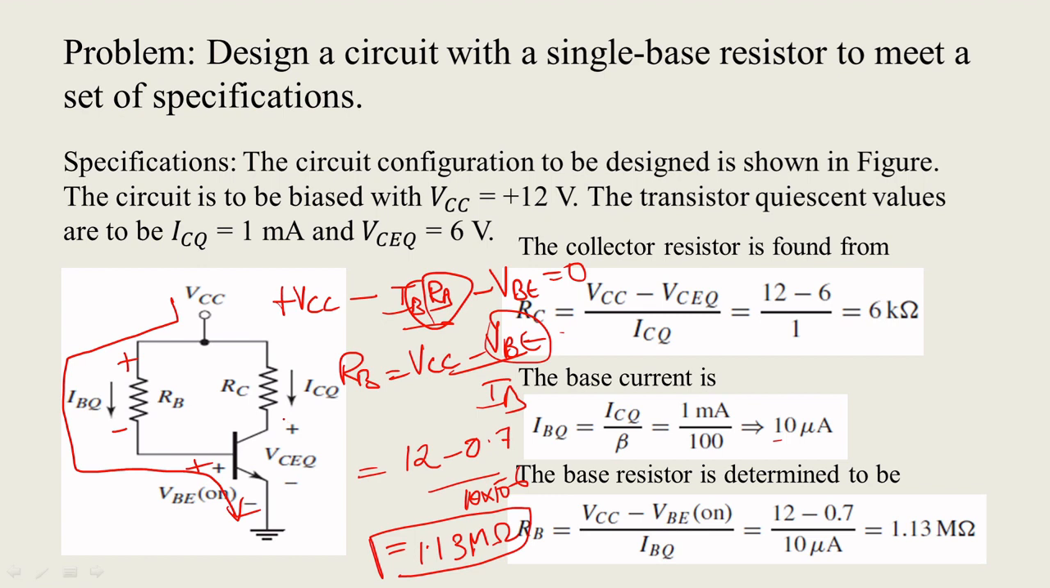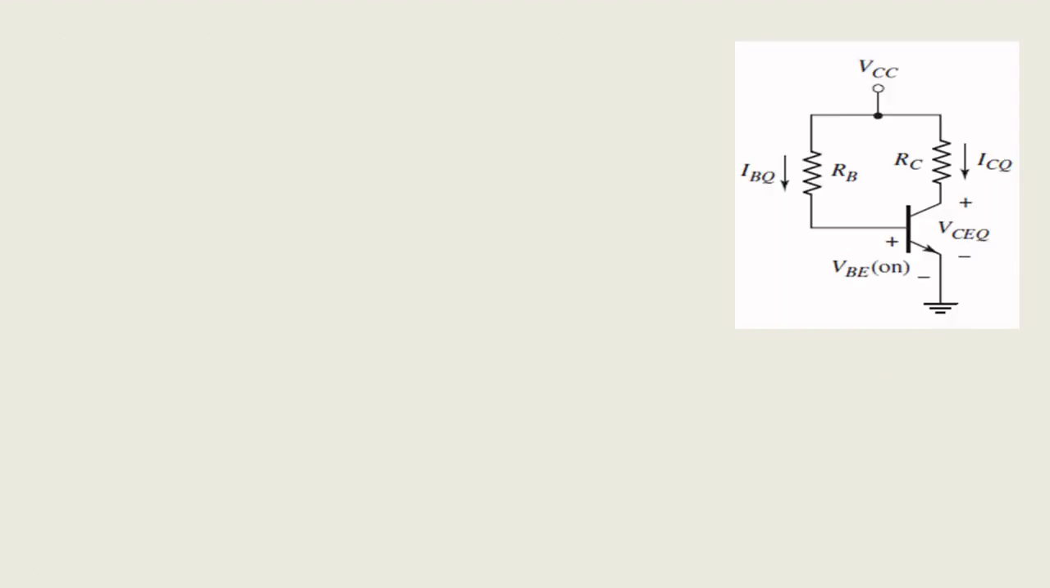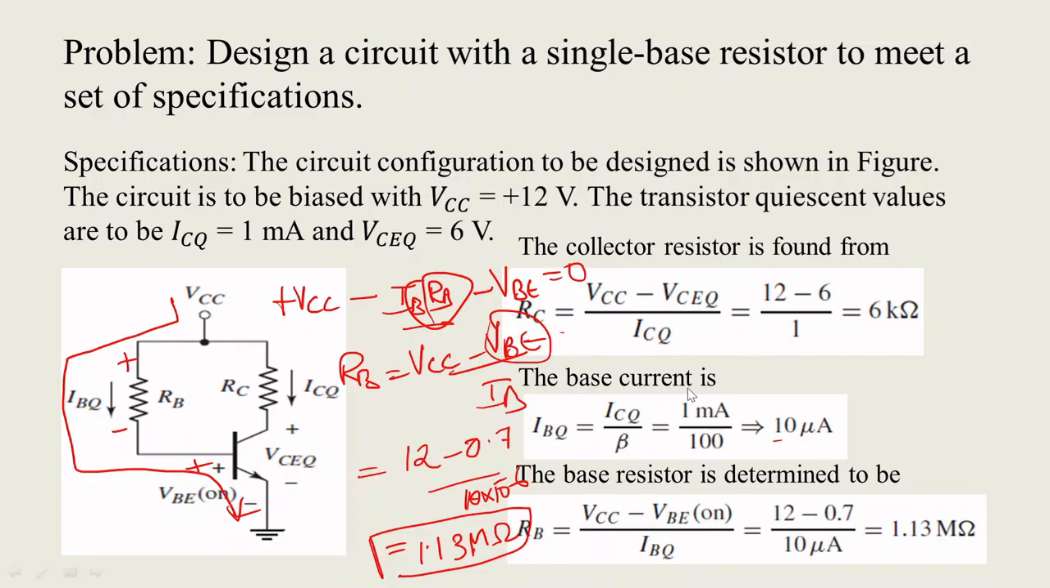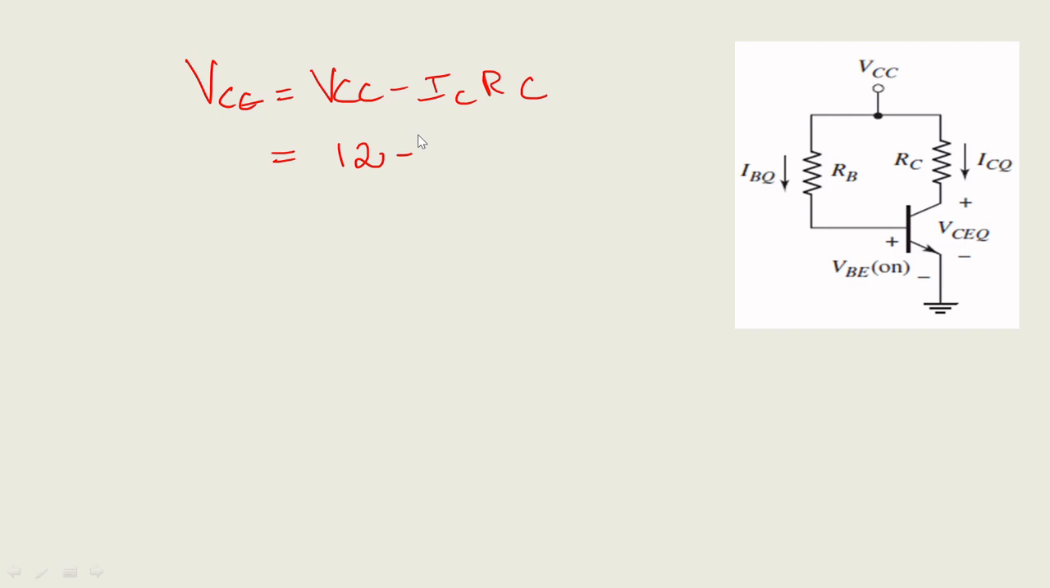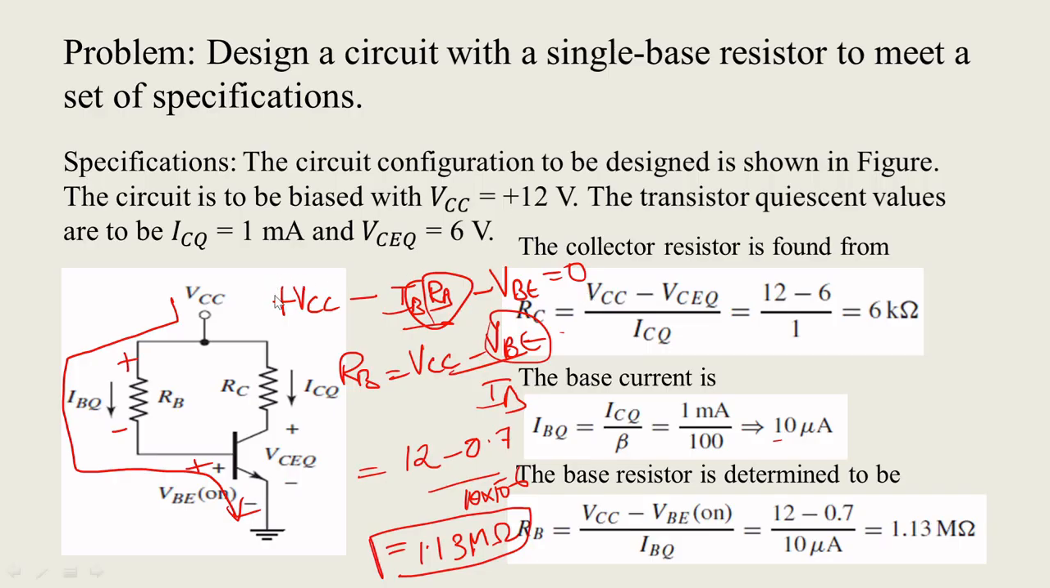Now we want to draw the DC load line, then we want to fix the operating point. Now we will see the load line. What is the master equation? Already explained to you: VCE equal to VCC minus ICRC. What is the supply voltage? 12. What is IC? 1 milliamp, 1 into 10 to the power minus 3. What is RC? The value we determined is 6 kilo ohms.